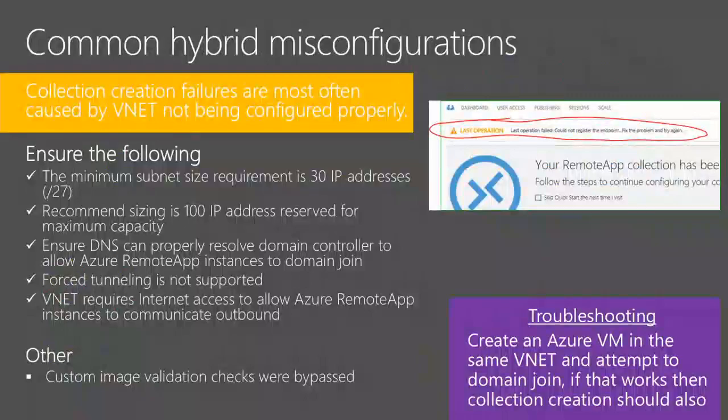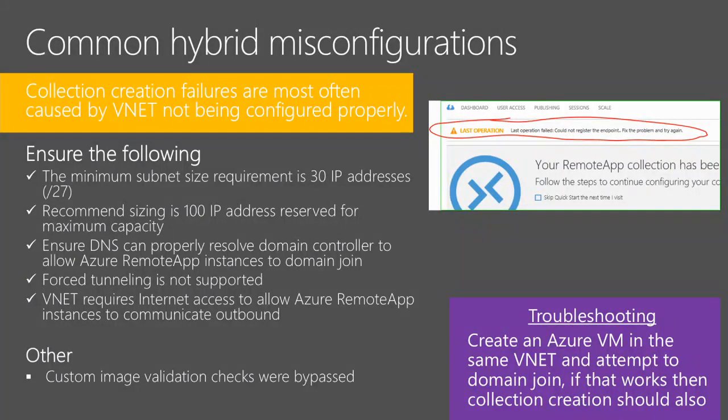Things that might go wrong during the collection creation or that provisioning phase: if the DNS is not configured properly. If your Azure VNet doesn't have the DNS properly configured, domain join is going to fail. And you might get a screenshot like on the top right-hand corner that says the collection creation process failed. So you need to fix your DNS. You might have not specified enough IP addresses. We recommend at least 100 of them. Forced tunneling is not supported. And that Azure VNet needs to have internet access. So you cannot be closed. It needs to have internet access.